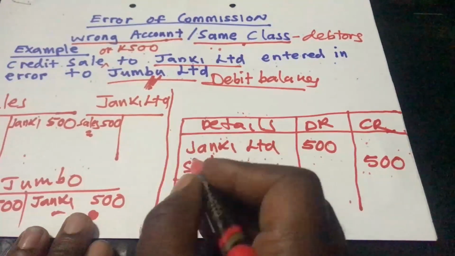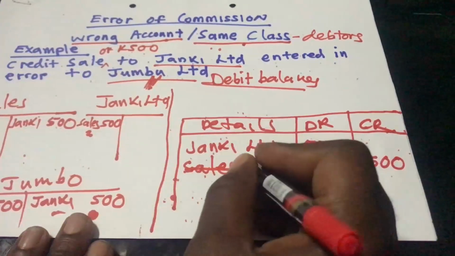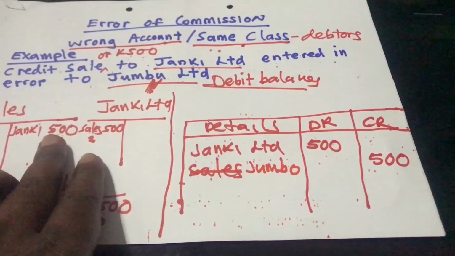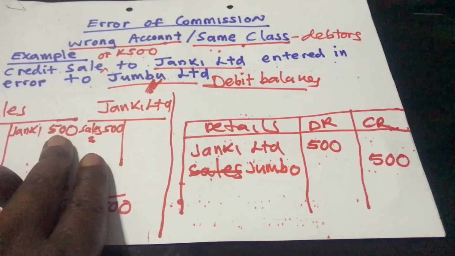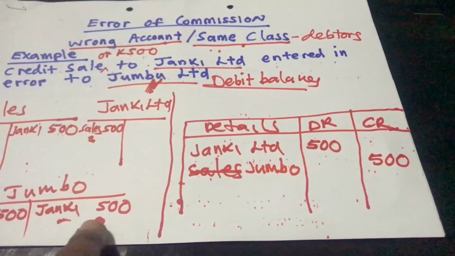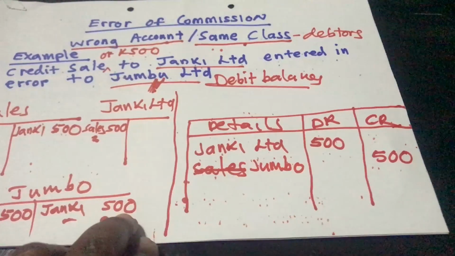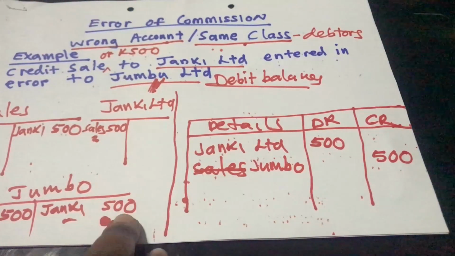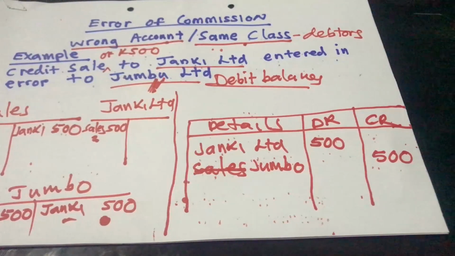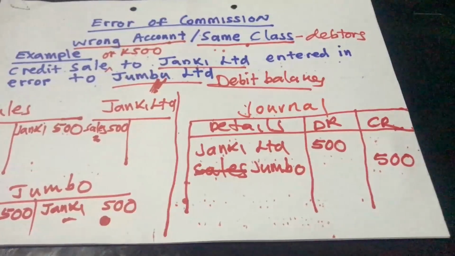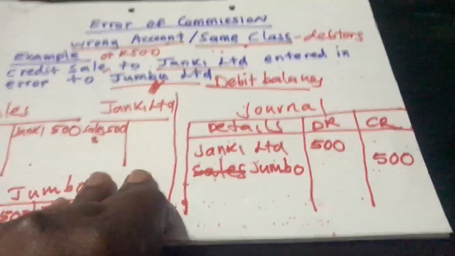So we've debited Junkie, but the one we are crediting is not sales, we are crediting Jumbo. Remember, sales was already recorded, so there is no need to record sales again. The only thing we are recording is the Jumbo here, so that we can go ahead and pass the different entry. Okay, so that is how you record. So we are recording in the journal, we are only recording transactions that will correct the errors. Okay, so let's keep moving.